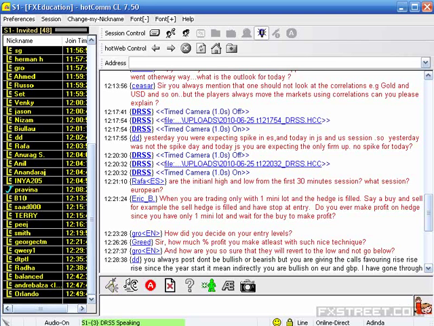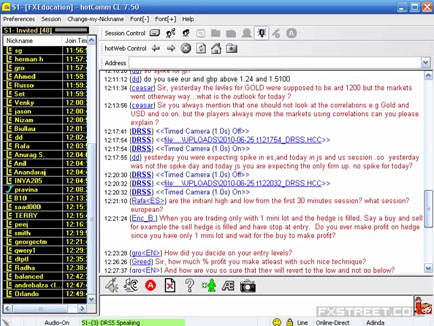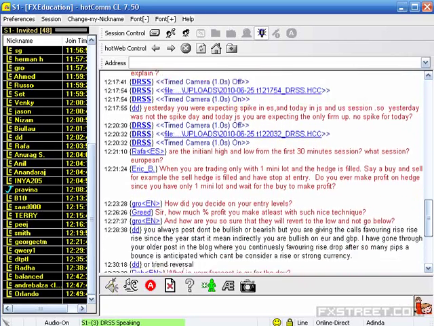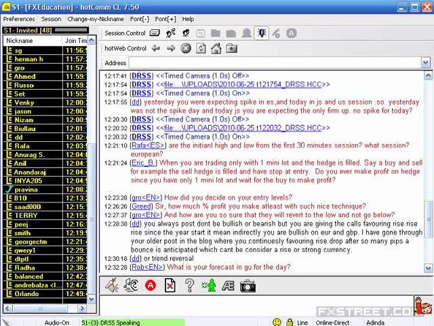Indeed, you always post "don't be bullish or bearish," but you are giving calls favoring the rise, right? When I use the word rise, immediately you think that it is an unlimited rise. Say, for example, GBP was around 1.4950 and it has come to 1.4971. It's about a 20 pips rise. Market means there will be a rise and a drop. And simply because I am using the word rise, you imagine a 1000 pips rise and you start commenting about me.